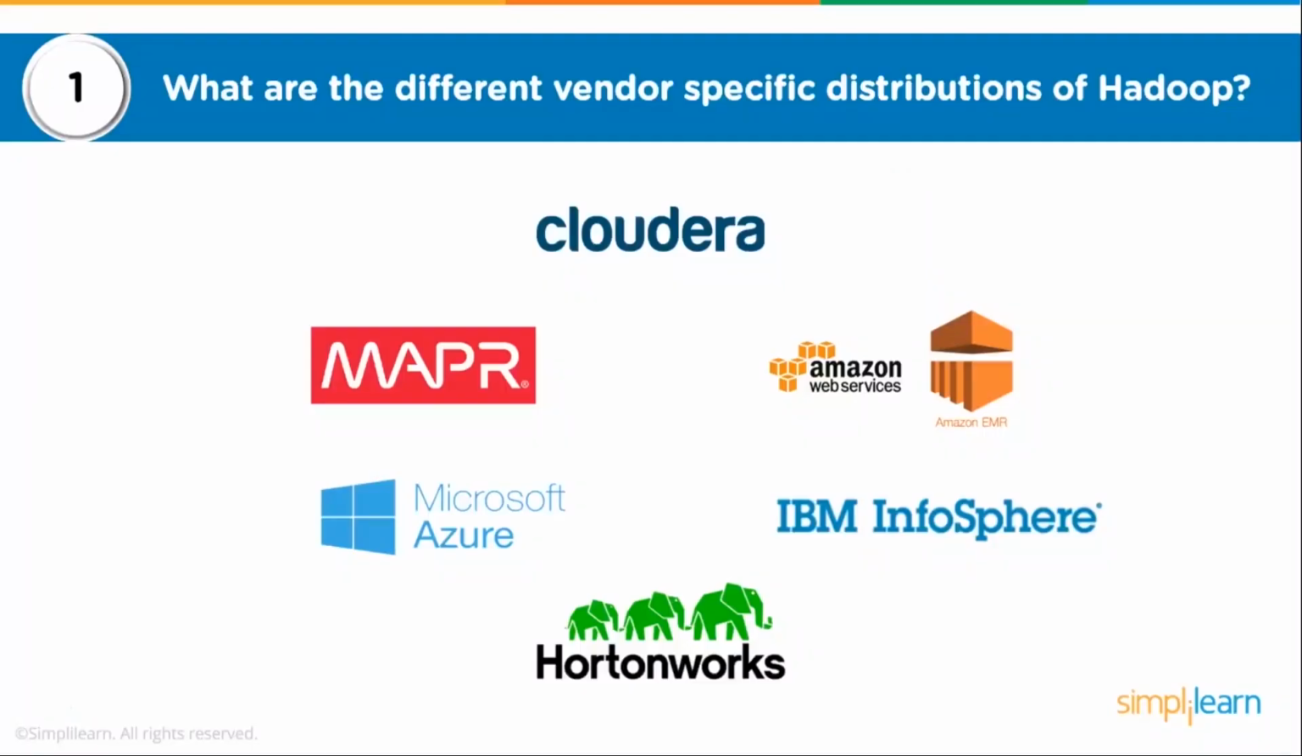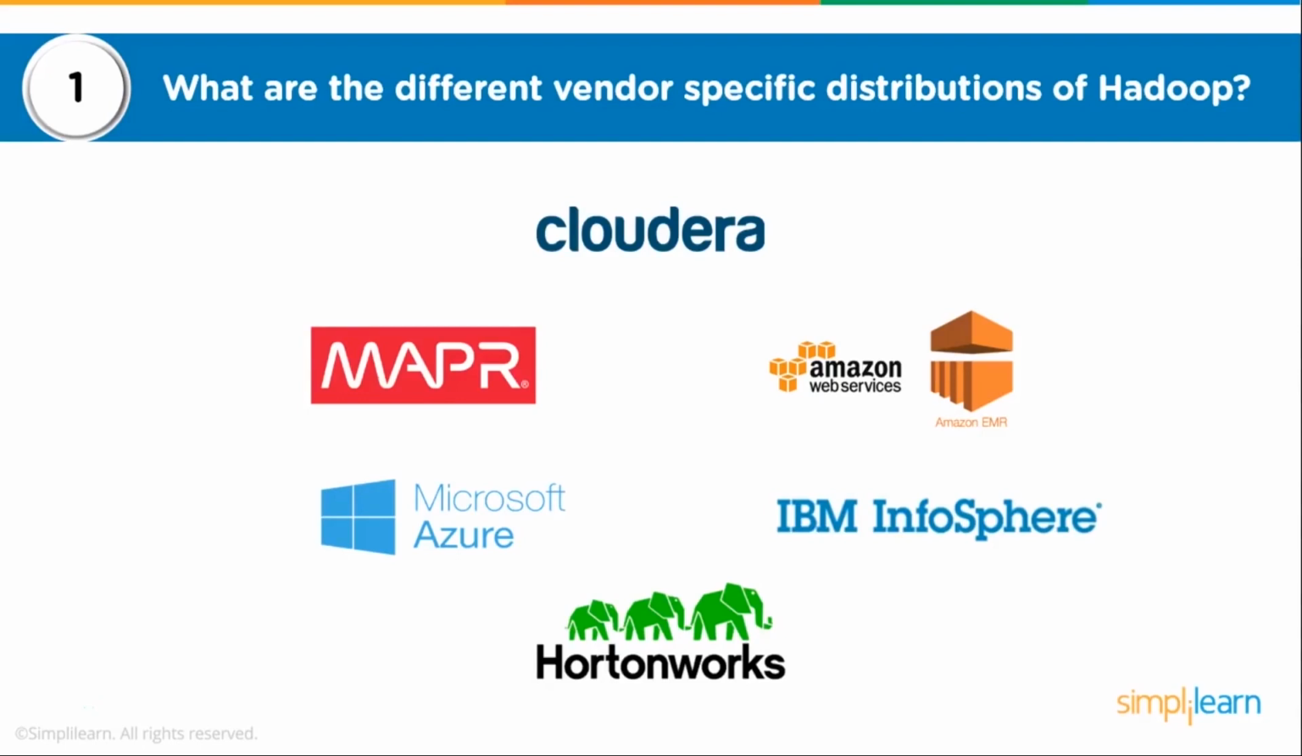So what are the different vendor specific distributions of Hadoop? Now all of you might be aware that Apache Hadoop is the core distribution of Hadoop. And then you have different vendors in the market which have packaged the Apache Hadoop in a cluster management solution which allows everyone to easily deploy, manage, monitor, and upgrade your clusters. So here are some vendor specific distributions.